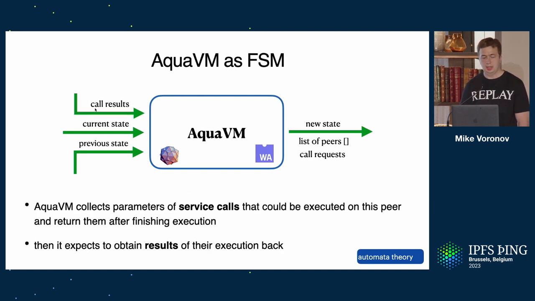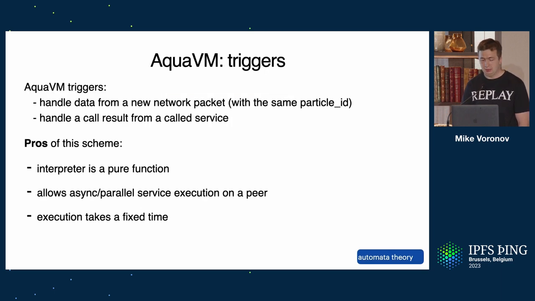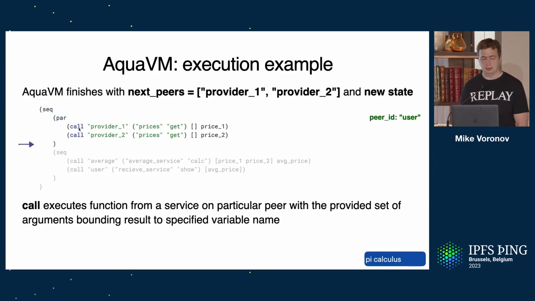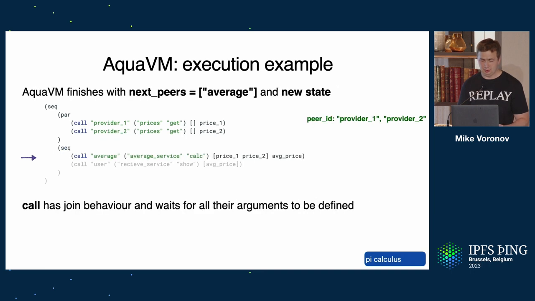AquaVM, thanks to its interface, gets this call result as an input with the previous state located somewhere locally, on a disk or in a database. It merges this call result into the previous state. For this particular call result, there will be a new state and, for example, a new list of peers provided, or not. It depends. In this particular example, we just assume that it's executed somehow. This call is not executed synchronously, so AquaVM captures all arguments. Here is an empty list, but let's consider this example. It captures all arguments and provides this call request as output of AquaVM. Then it comes through queues to the Marine services and is provided back.